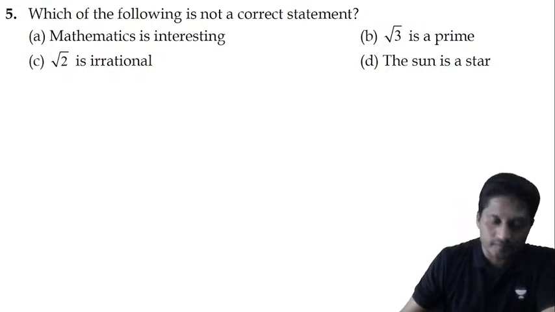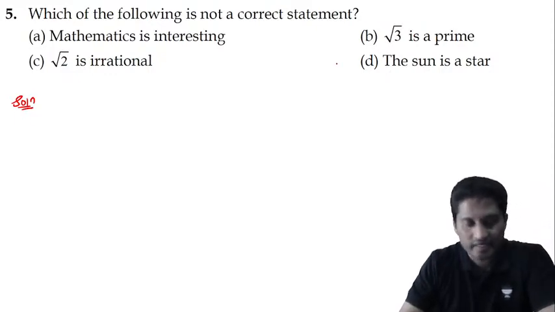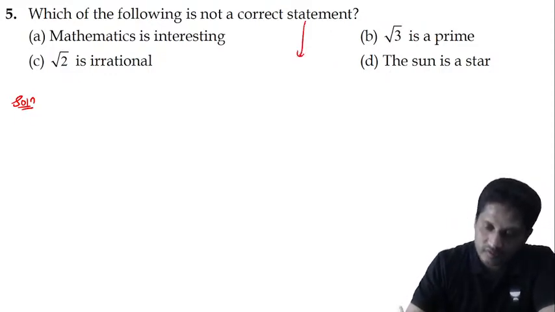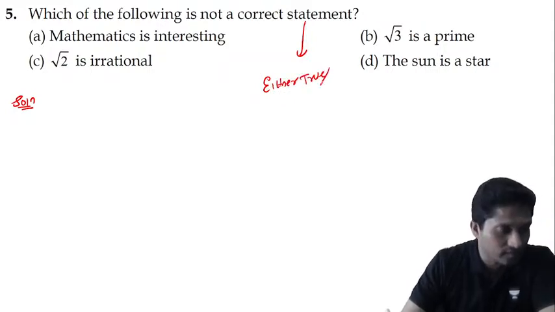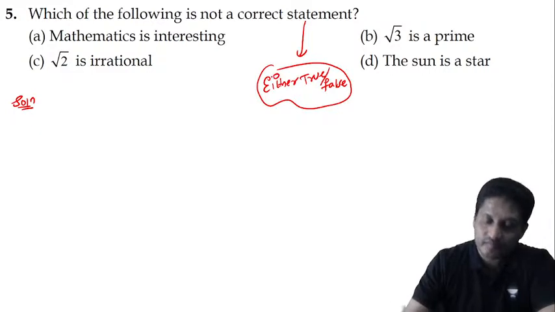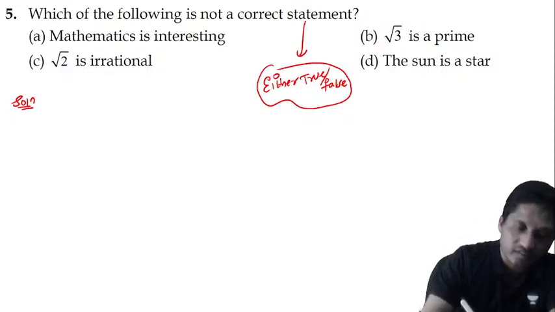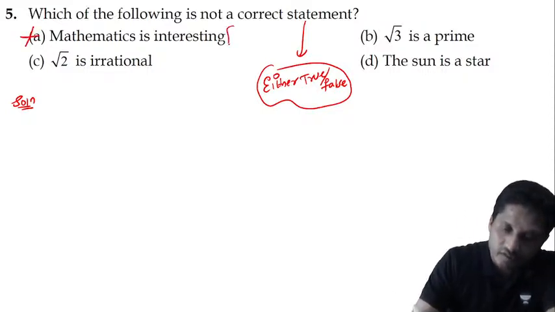Right now, which of the following is not a correct statement? Statement means any sentence which is either true or false. Either true or false, obviously that is called a statement. So "mathematics is interesting" is not a statement. So this is wrong. This is not a statement only.